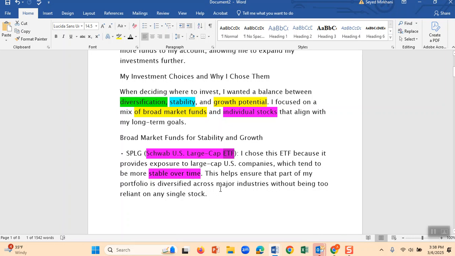That means when he puts some money in that, the money gets distributed between several major big companies, and it also tends to be stable over time, because large companies' stocks usually fluctuate less than smaller companies', and therefore he's a careful investor.